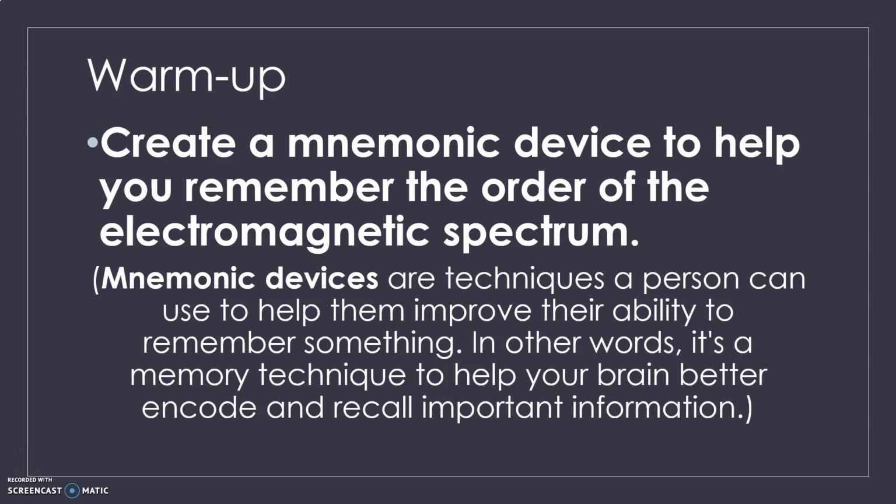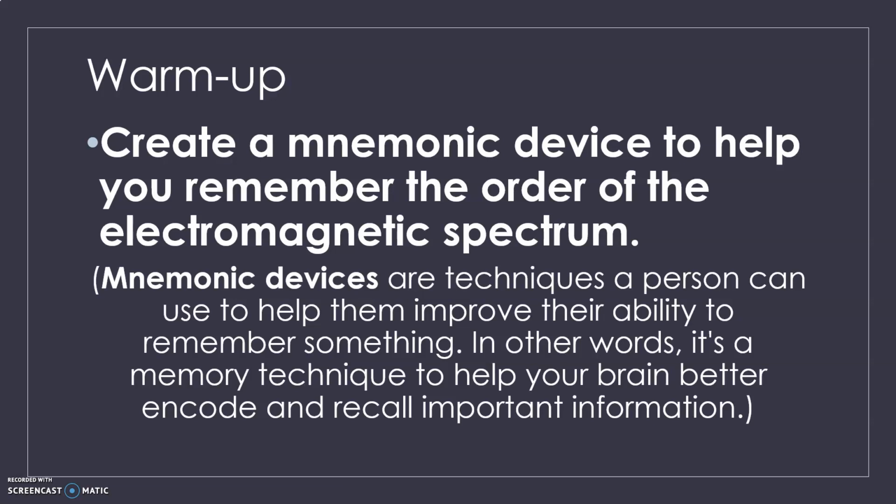Alright, so last time we talked about the electromagnetic spectrum and you took notes on the chart. The main thing that I want you to know is the order of the electromagnetic spectrum. A mnemonic device is something that will help you remember the order. An example would be King Henry died by drinking chocolate milk. So that's remembering the order of the metric system. Or please excuse my dear Aunt Sally, that's remembering the order of operations for math.